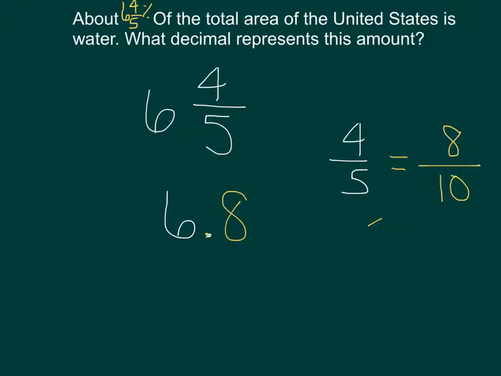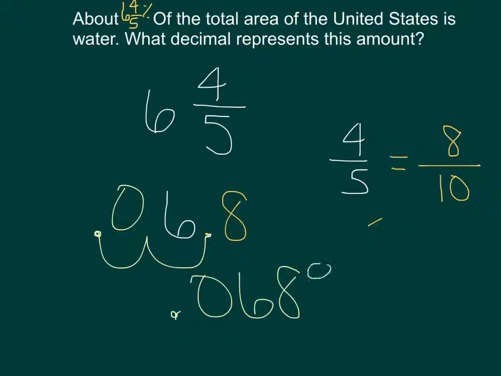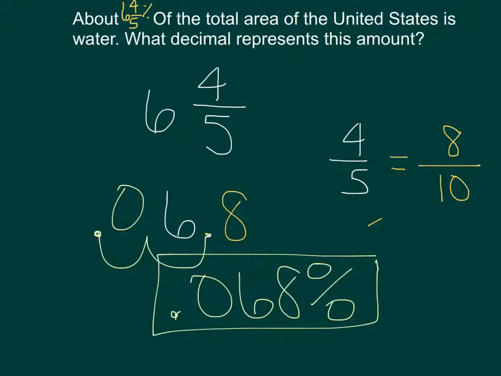So now to turn this into a percent, because that's originally what it was, we move the decimal point 2 places to the left, so we get 0.068%. So all they really wanted here was you to take that 6 4/5 and turn it into a decimal, but leave the percent sign.